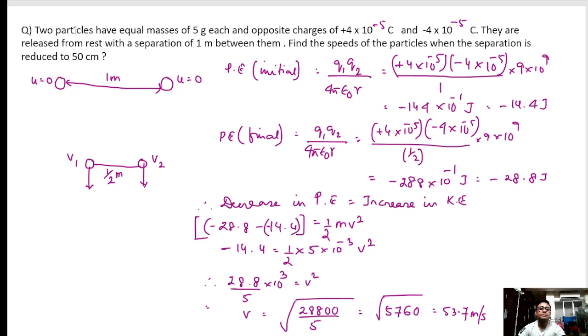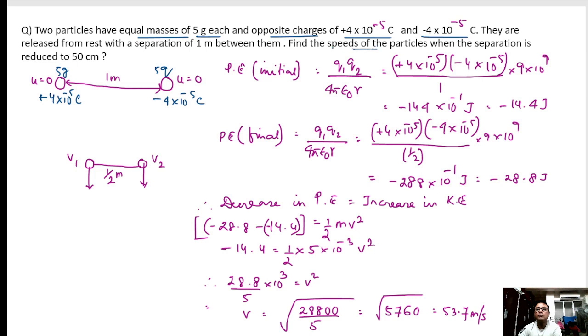Next question is, two particles of masses 5 gram each and opposite charges. So these are two charges, both are 5 gram each, and the charge of this is given as plus 4 into 10 to the power minus 5 coulomb, and this is given minus 4 into 10 to the power minus 5 coulomb, separated by 1 meter.